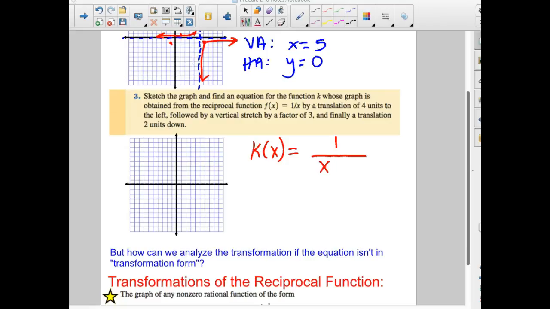Okay, example 3. We said we wanted to translate it 4 units to the left. What would that look like? Plus 4 with the x. All right, and then we want to stretch it vertically. Where would a vertical stretch show up? Okay, and typically it would be out front, right? It's in front of our parent function. So if you picture having this 3 out front, we could distribute it to the top and write it as 3 over x plus 4.